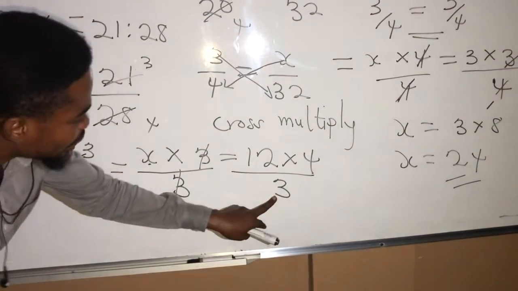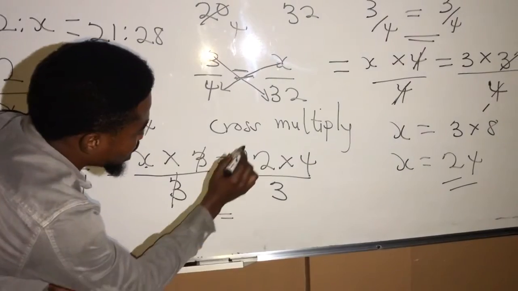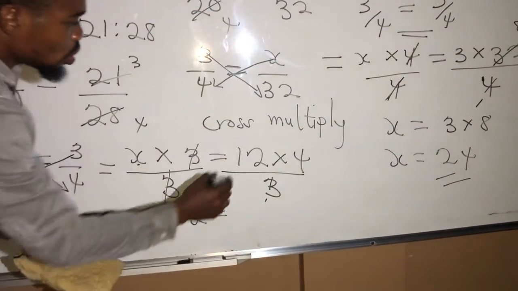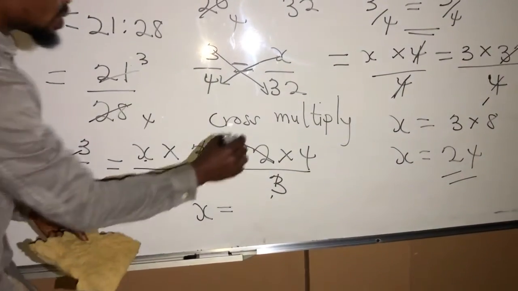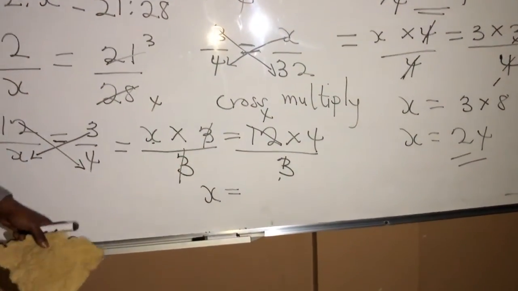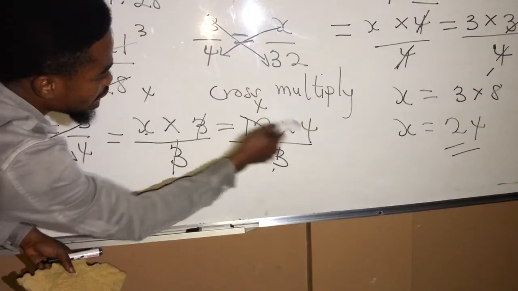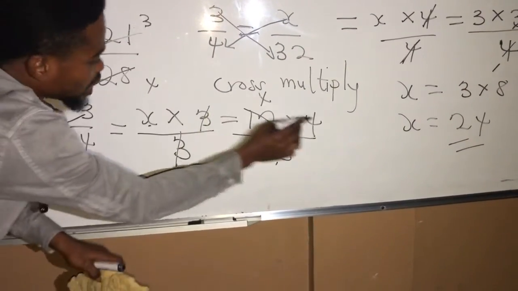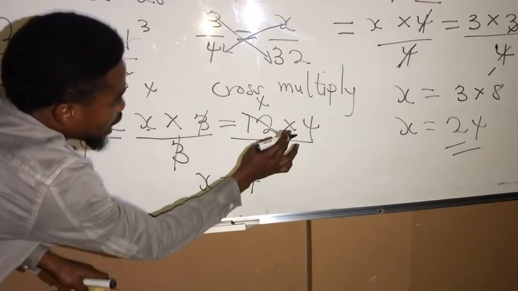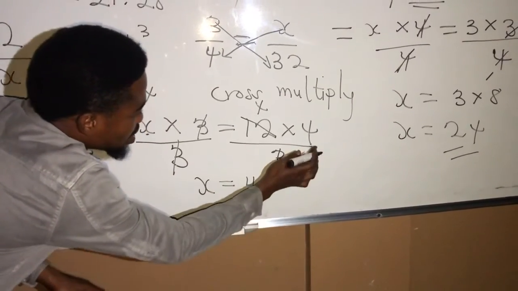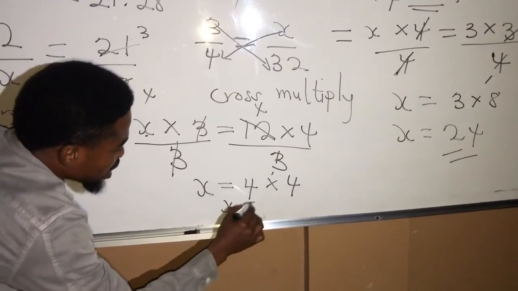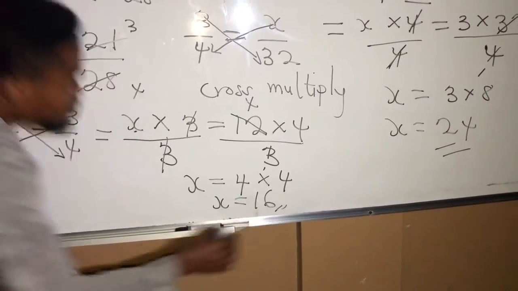Then 3 goes into itself here. We are taking care of this one. 3 goes here. Itself, 1. Goes into 12 how many times? 4 times. So we come here. 4 is here. Remember the multiplication. So 4 times 4, and I bring the multiplication sign times this 4. That will give us what? Our x is 16.